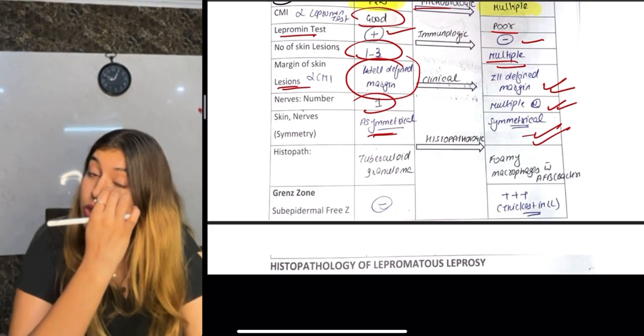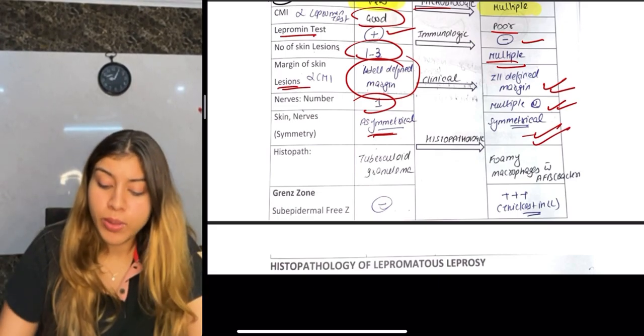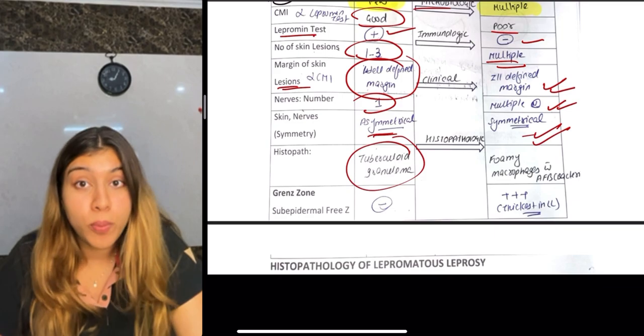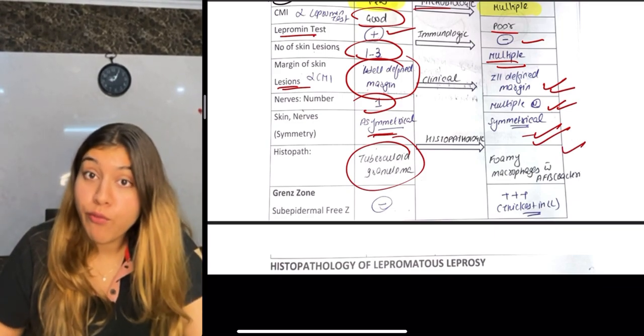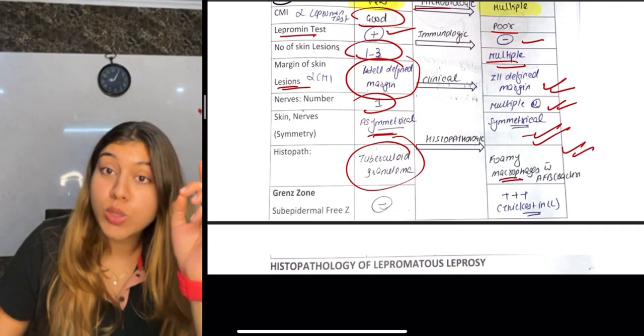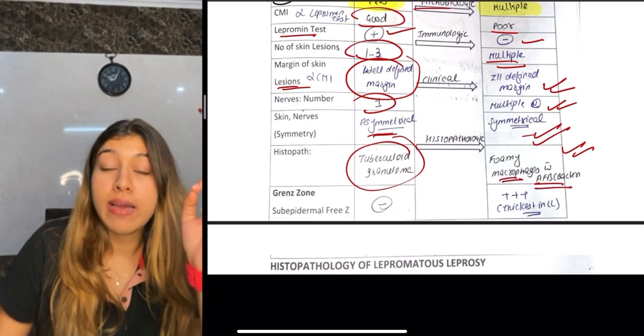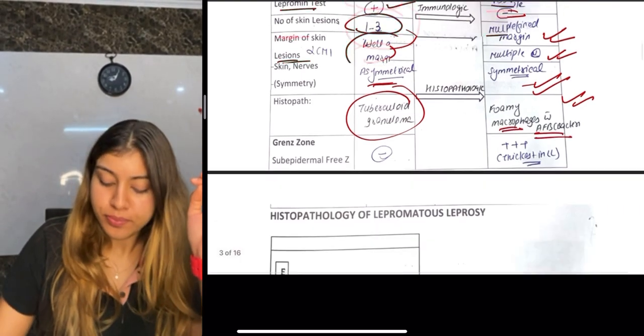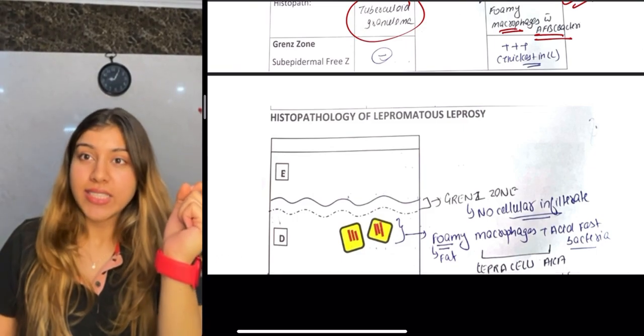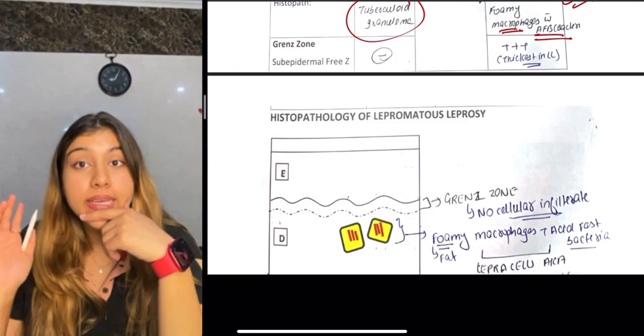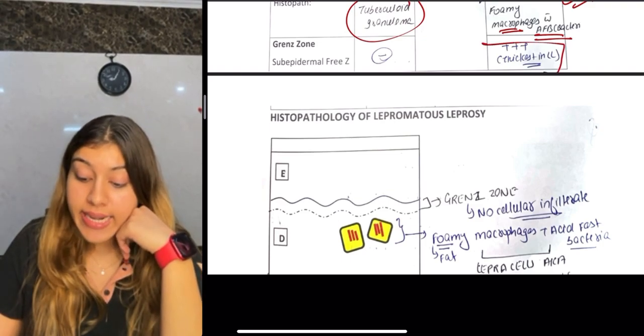Okay, in histopath, guys, in tuberculoid type, what am I going to see? We're going to see tuberculoid granuloma, whereas in lepromatous leprosy, what am I going to see? I will see foamy macrophages with acid fast bacilli present over there. Now guys, there is this zone that is called a Grenz zone. What you need to know about the Grenz zone is that it is the thickest in lepromatous leprosy.